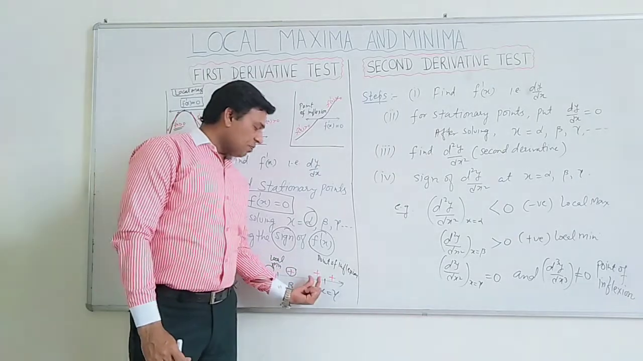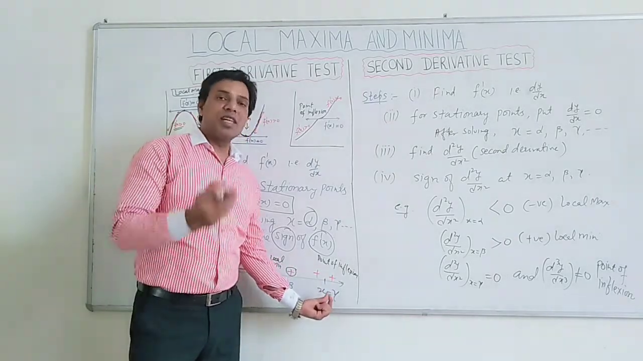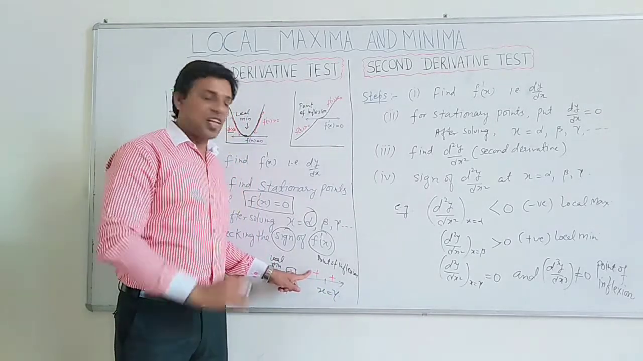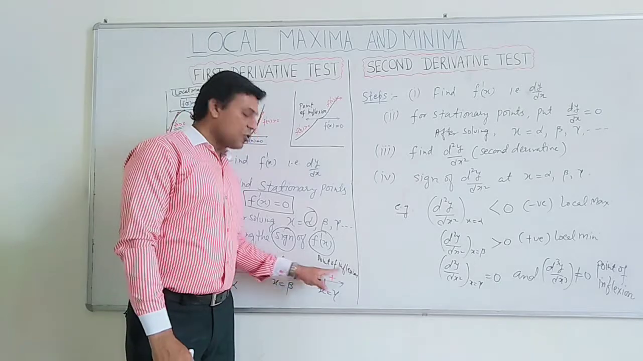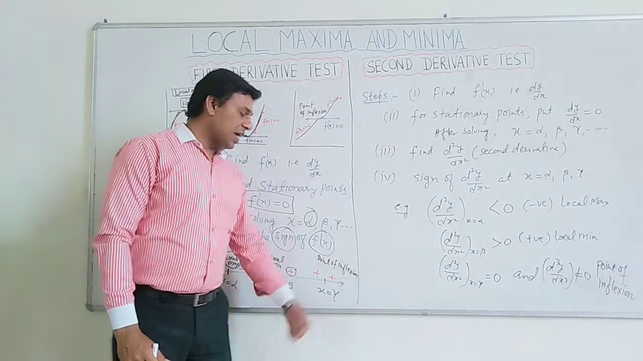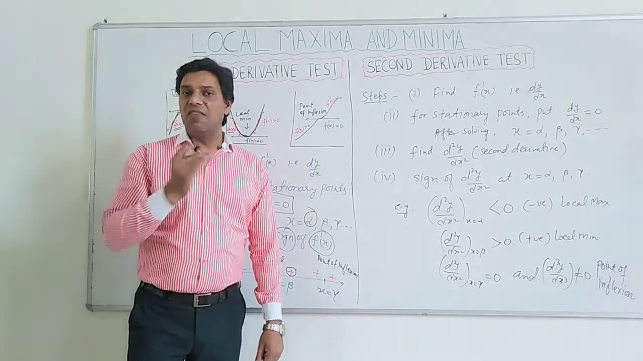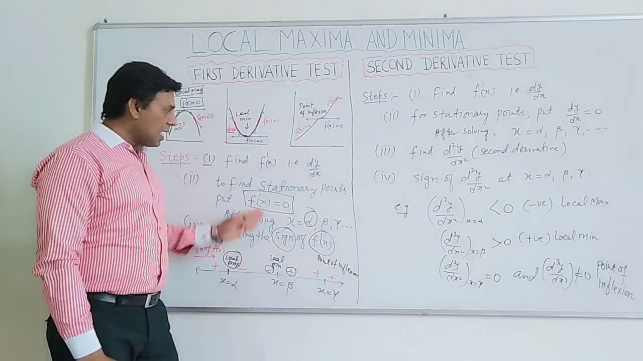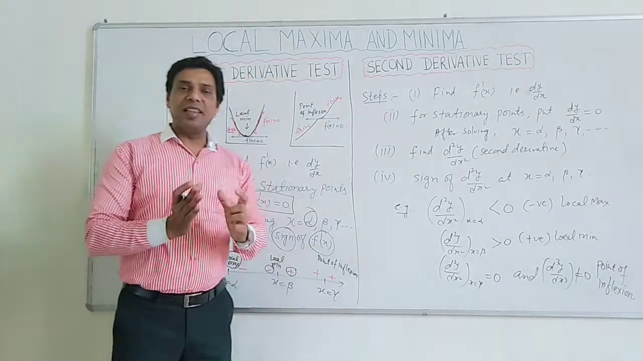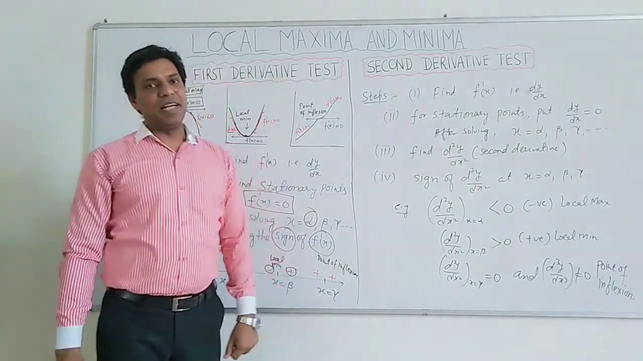And suppose at any point, for example gamma, the sign of the derivative is not changing, that is plus to plus or maybe minus to minus, then such a point is called a point of inflection. So this is the technique of how to check local maxima and minima with the help of the first derivative test.